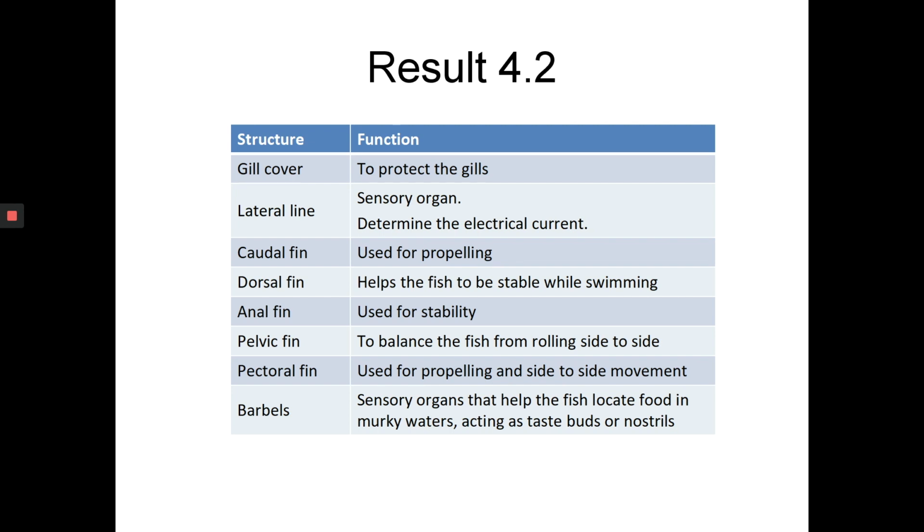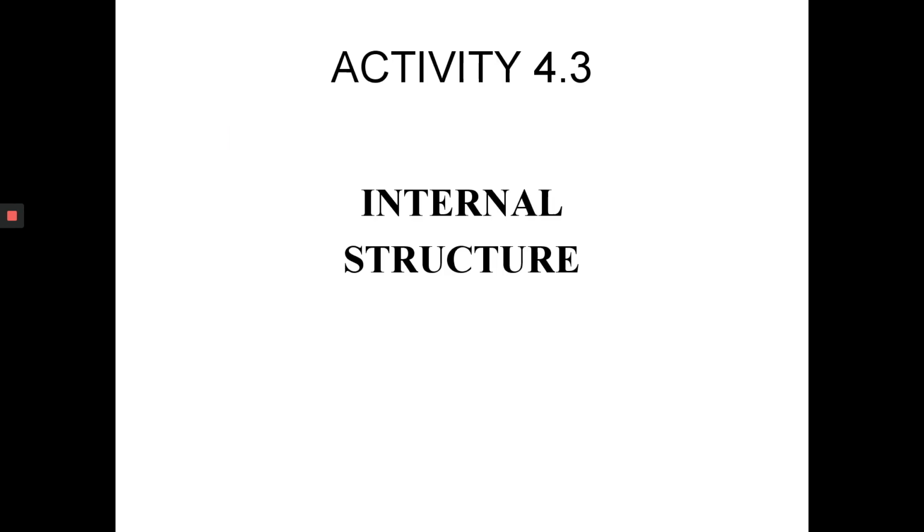Anal fin is used for stability. Pelvic fin is to balance the fish from rolling side to side. Pectoral fin is used for propelling and side to side movement. And barbel, a sensory organ that helps the fish to locate their food in murky water, and it also acts as taste buds or nostril.